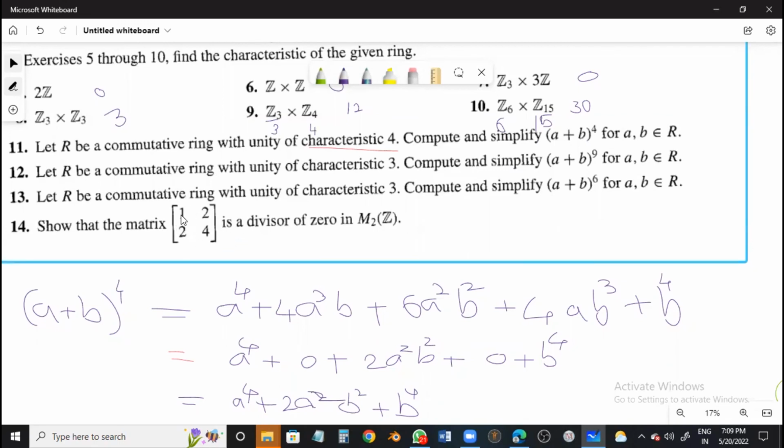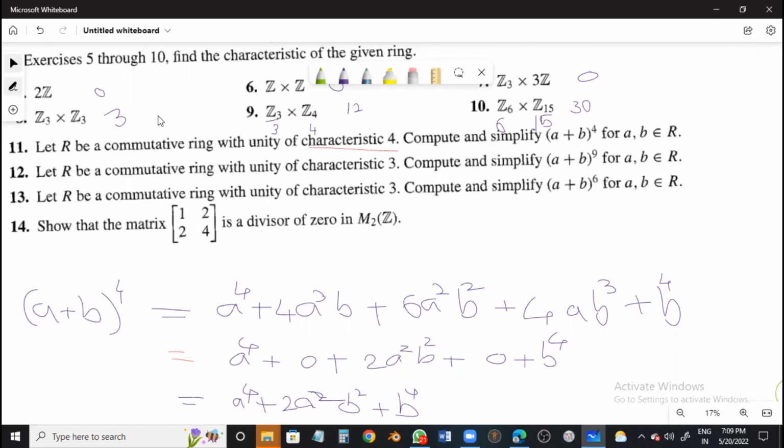So what you need to do is find a matrix such that if I multiply these two matrices, the answer will be the 0 matrix. So this question you are supposed to do. Find out a 2 by 2 matrix with integer entries so that the product of the matrices will be a 0 matrix. So this is your homework for today. And with this, let us stop.